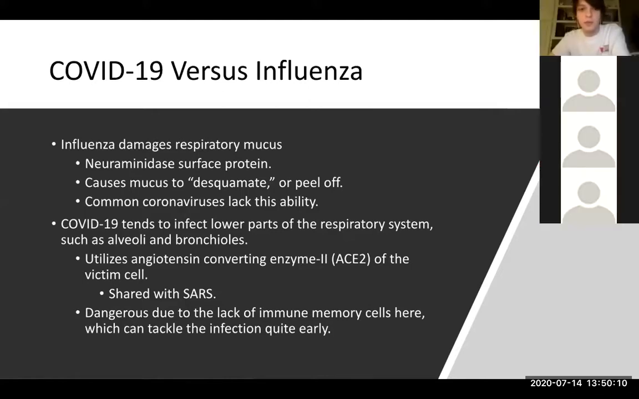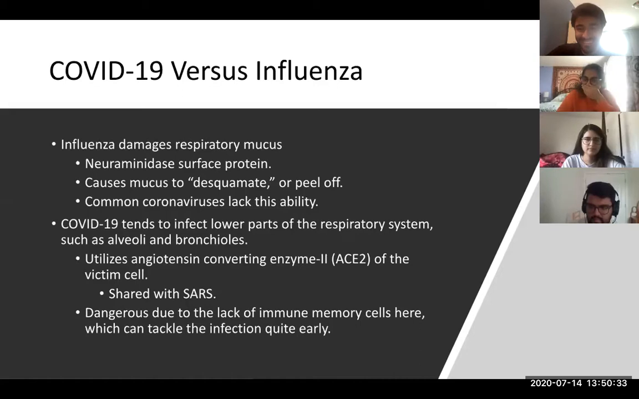But COVID is so dangerous because it attacks the lower part of your lungs, the alveoli and the bronchioles. There's a lack of immune memory cells here, which in other coronaviruses can halt the infection early, but with COVID, that doesn't really happen.